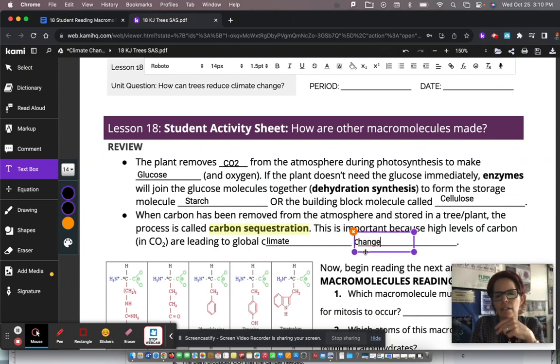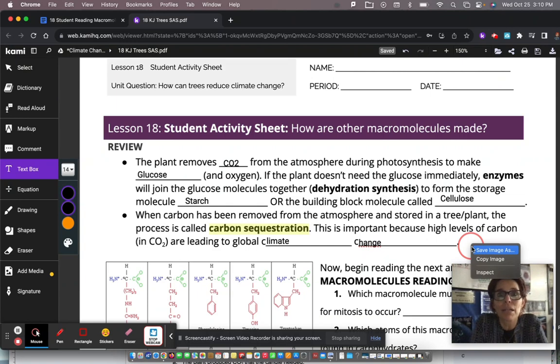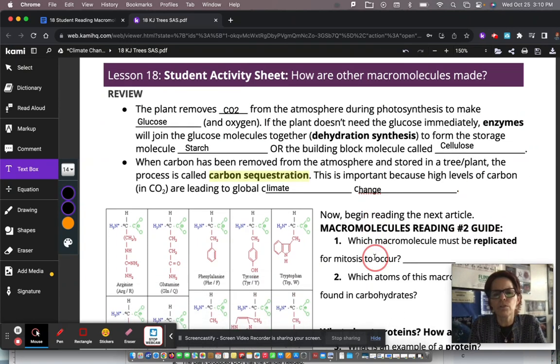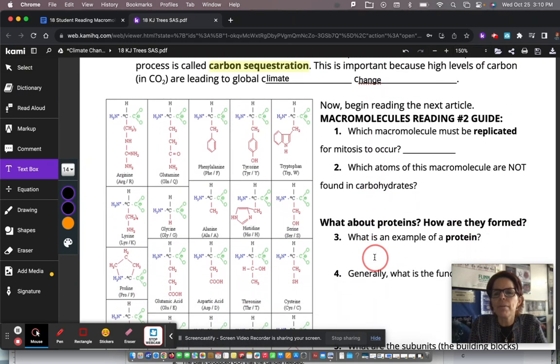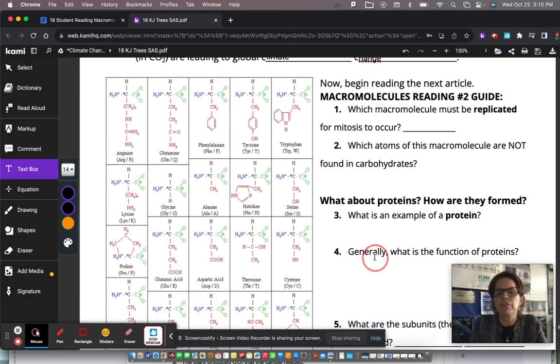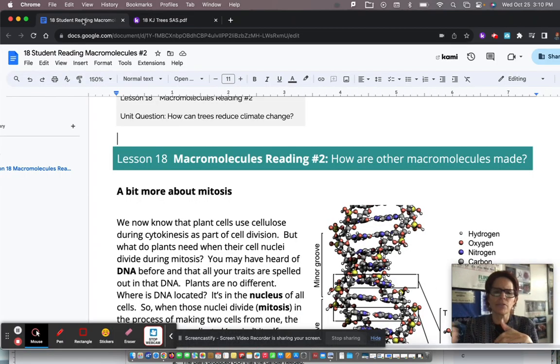Can you read that okay? Global warming is what a lot of people call it, although it's not always warming. Sometimes it's cooling depending on where you live. Okay. So moving on, it says, now begin reading the next article, macromolecules reading number 2. We're going to have some questions to answer as we read. So I'll read it first, each little section I'll read, and then we'll come back and answer questions.